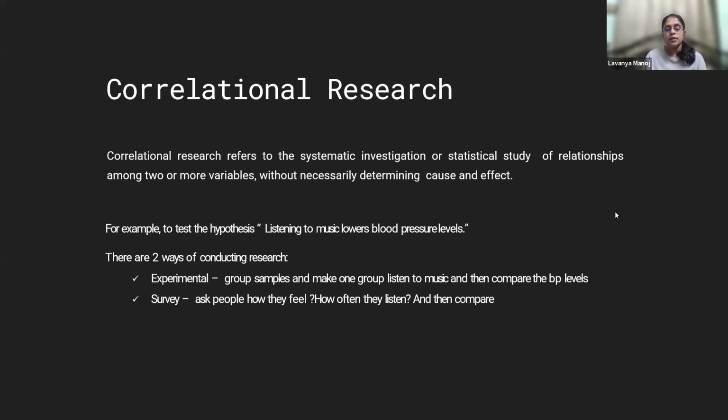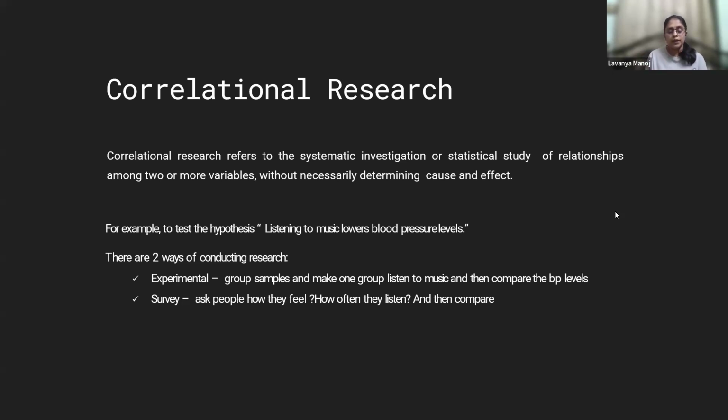Okay, correlational research. This refers to the systematic investigation or statistical study of relationships among two or more variables without necessarily determining cause and effect. That is, here there are two or more variables. So what is the impact of one on the other? For example, listening to music lowers blood pressure levels. Is it true or false? So is it right or wrong? So carrying out a research on this.